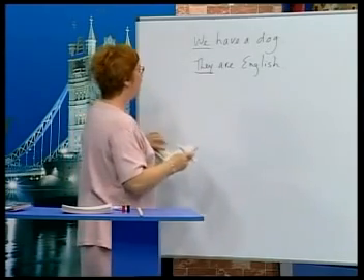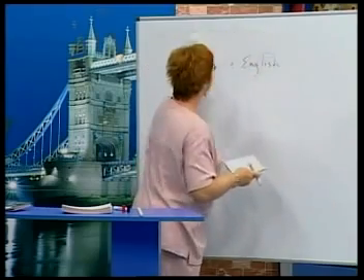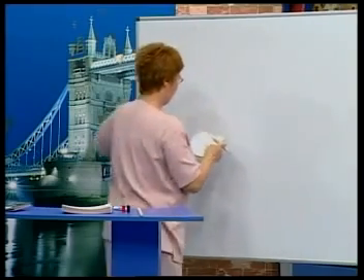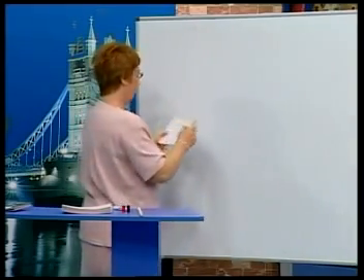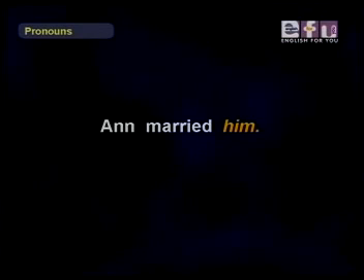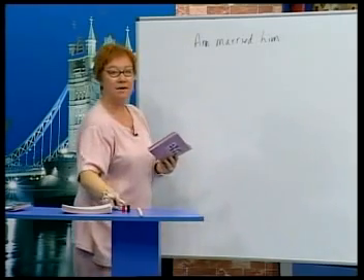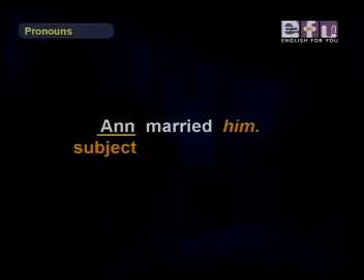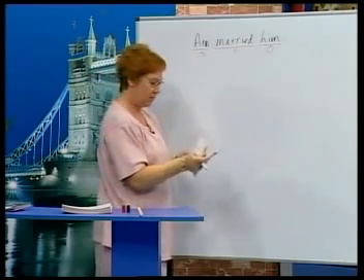So, we're going to look at some object pronouns now. And here are some examples. Anne married him. Anne married him. Now, if we look at this, we see Anne is the subject. Married is the verb. And him is the object. Anne married him. All right?